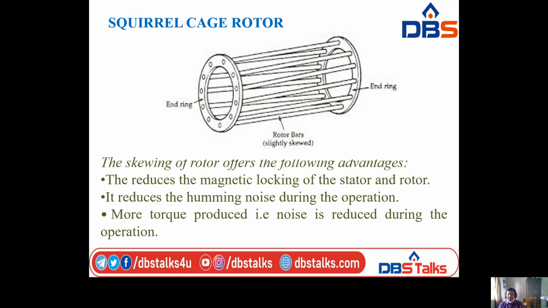And also it will reduce the humming. Humming is the noise that occurs whenever magnetic locking occurs in between the stator and rotor. So to reduce that humming noise, because of this inclination of aluminum conductors, and also we are getting unidirectional torque. These three advantages are available whenever we are skewing the rotor aluminum conductors. Suppose we do not skew the aluminum conductors in between these two end rings, then the torque is not uniform throughout the machine.